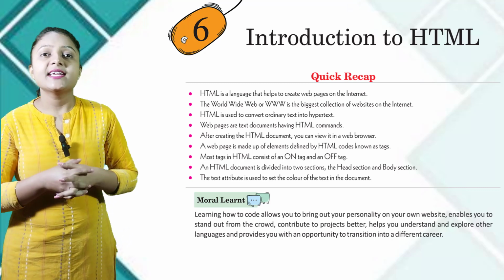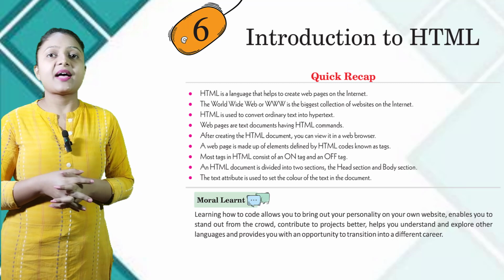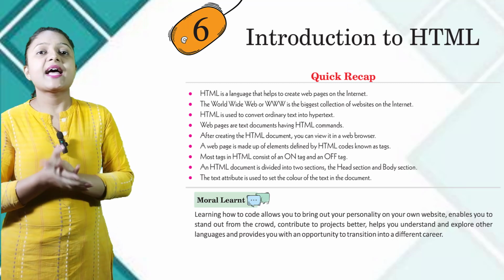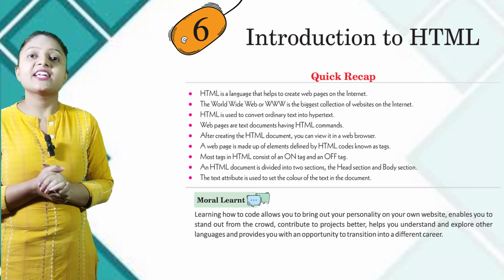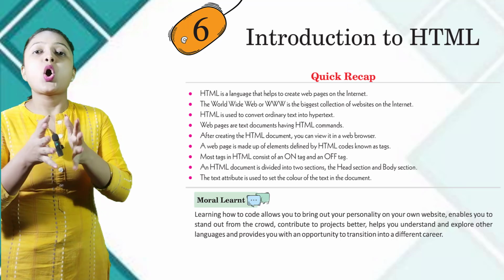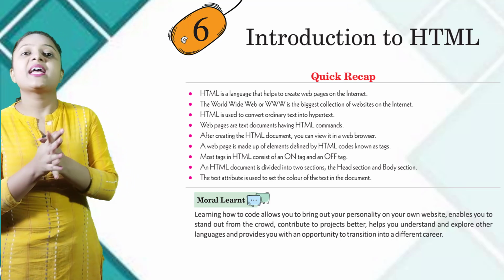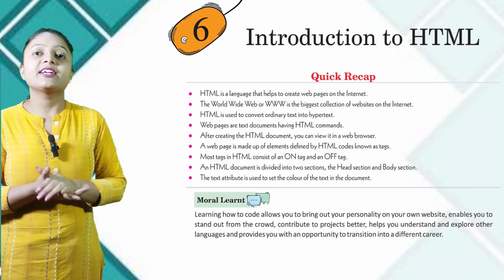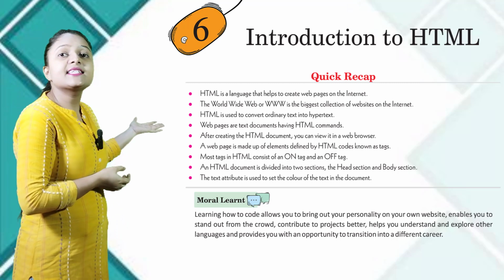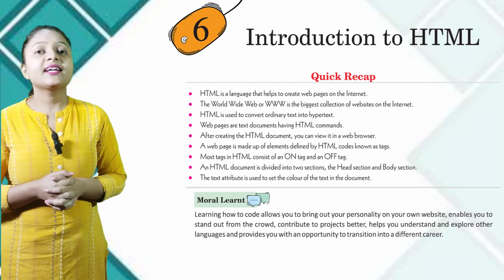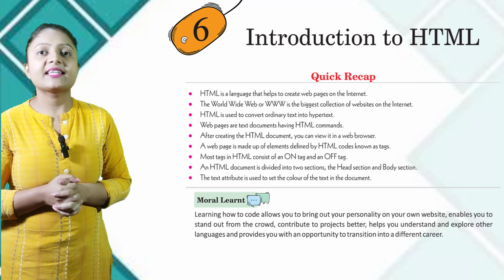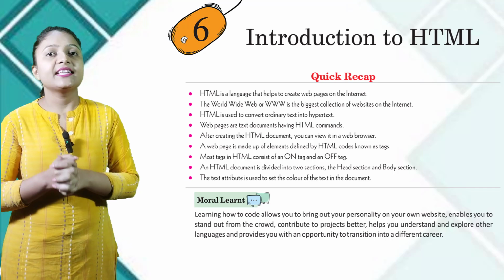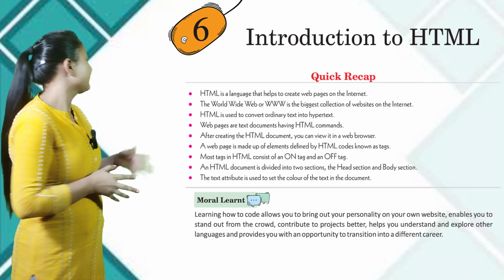A web page is made up of elements defined by HTML codes known as tags. Most tags in HTML consist of an on tag and off tag. An HTML document is divided into two sections, the head section and body section. The text attribute is used to set the color of the text in the document.